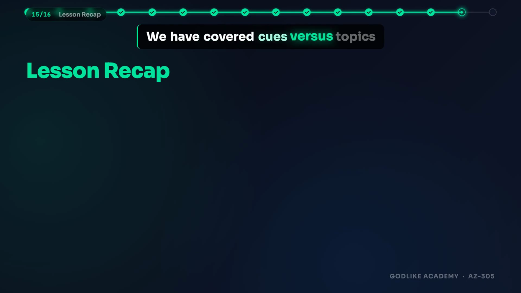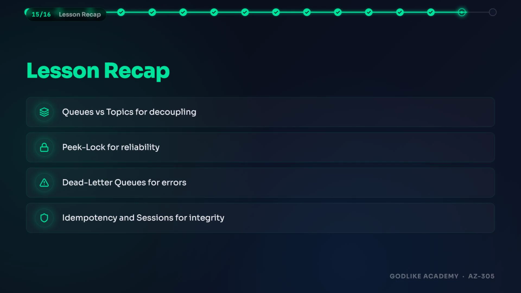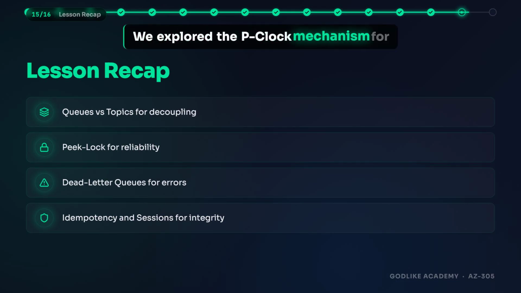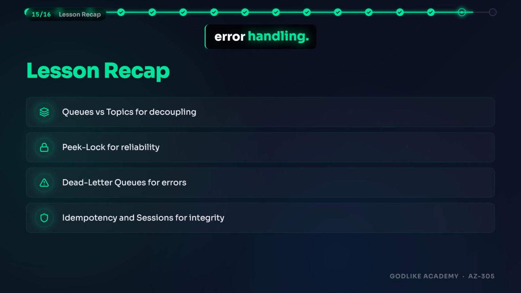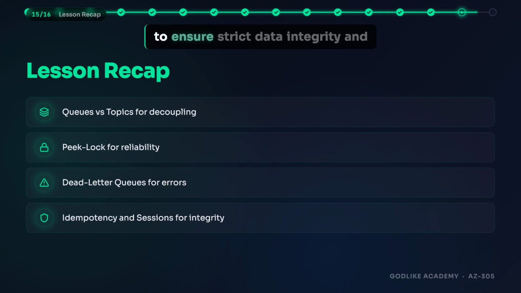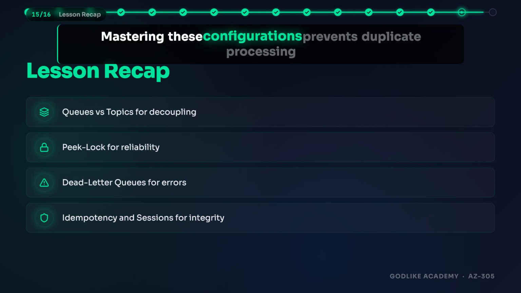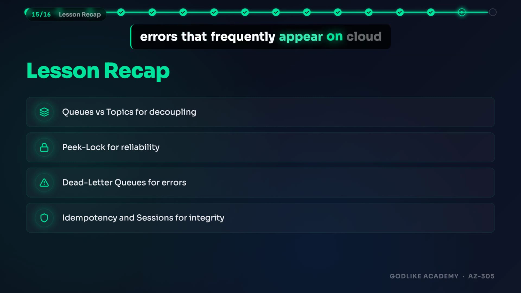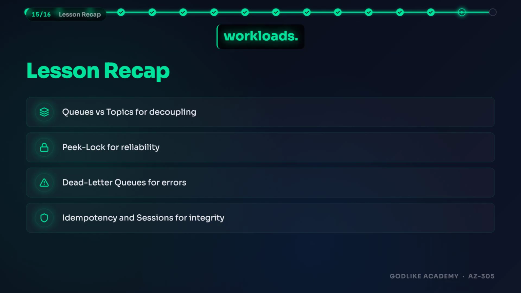We have covered queues versus topics for communication models across different architectural patterns. We explored the PeekLock mechanism for reliability and dead-letter queues for systematic error handling. Finally, we discussed idempotency and sessions to ensure strict data integrity and ordering in your consumer applications. Mastering these configurations prevents duplicate processing errors that frequently appear on cloud architecture certification exams and disrupt production workloads.